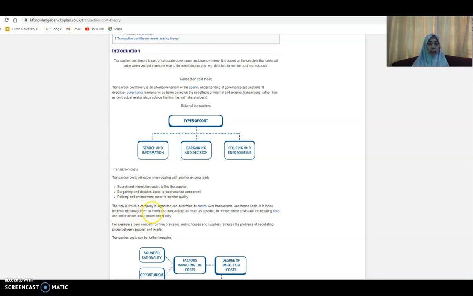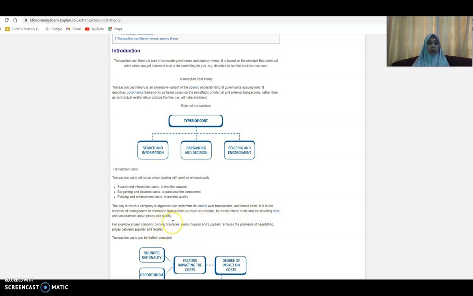The way in which a company is organized can determine its control over transactions and hence its cost. So you look at the transactions and they become the cost. It is in the interest of management to internalize transactions as much as possible, to remove these costs and the resulting risks and uncertainties about prices and quality.